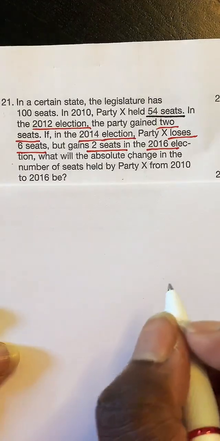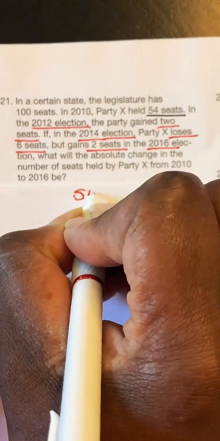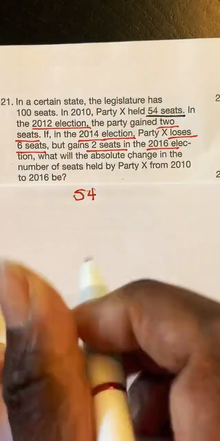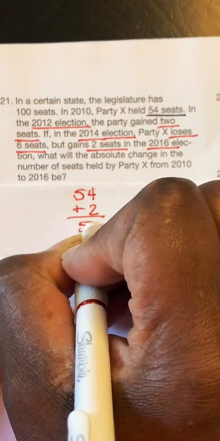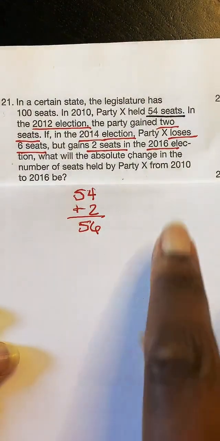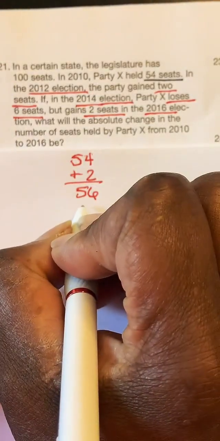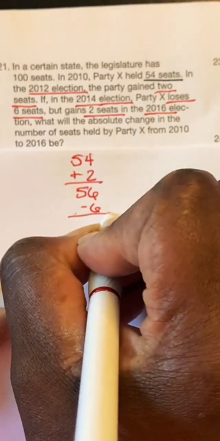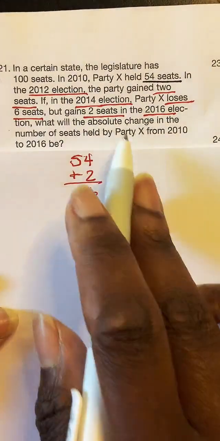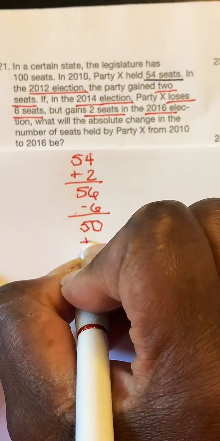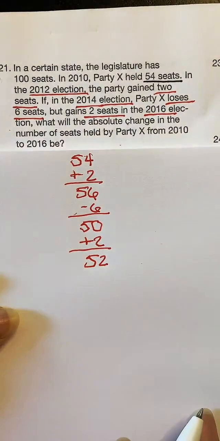So we're basically starting off with our 54. When we gain 2 seats, we're going to add 2 seats to that, so that gives us our 56. Then they tell us that we lost 6 seats. So if we lost 6 seats, that gives us our 50. Then we gained 2 seats. So that gives us back 52.